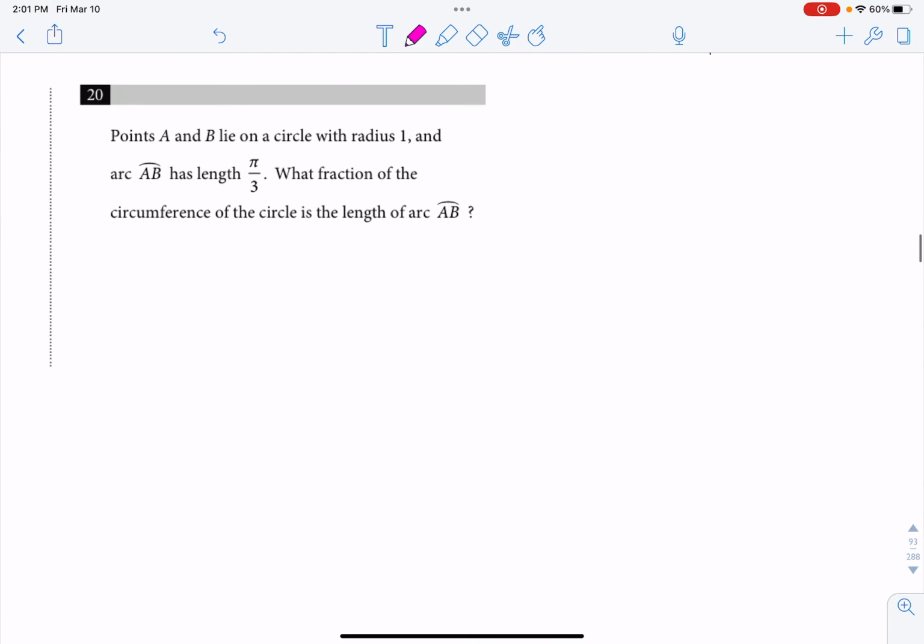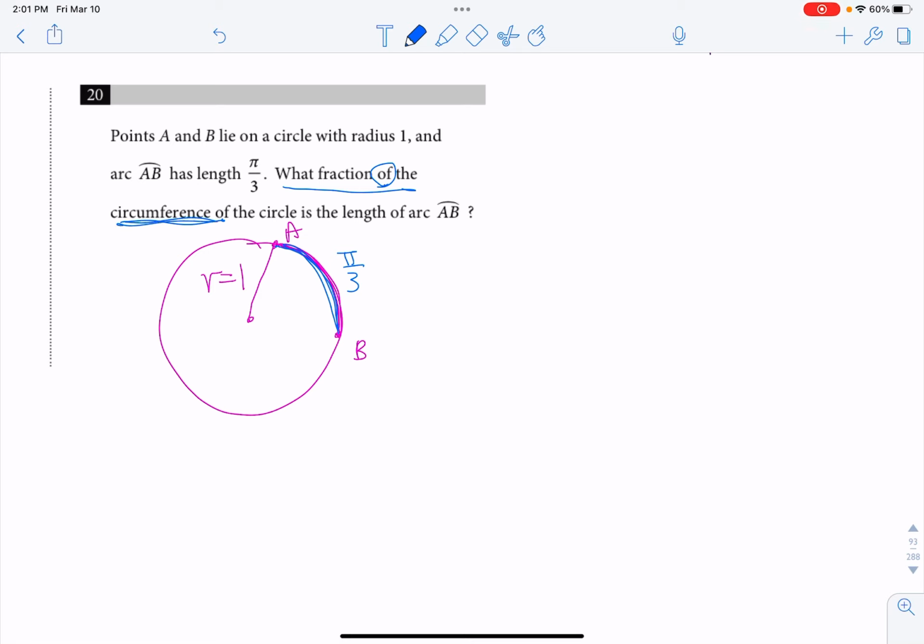And then points A and B lie on a circle with a radius of 1. If I draw a circle here, and points A and B here, A and B lie on a circle with a radius r equal to 1. And then the arc length of A and B here will be pi over 3. And they're asking, what fraction of the circumference? Of the circumference should be on the bottom as the total expression.